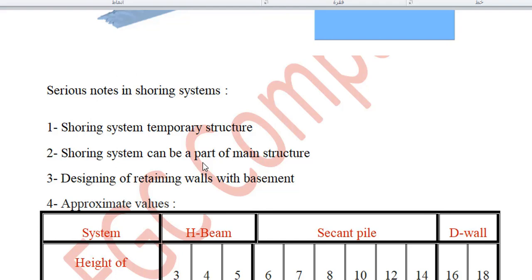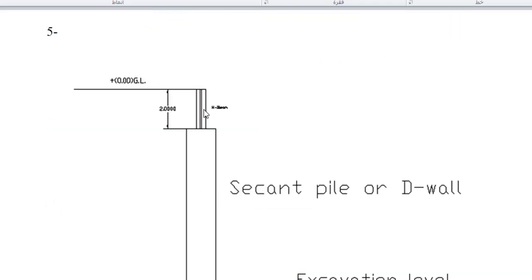My second note: the shoring system can be a part of the main structure in a permanent way, but on conditions. My first condition is that the designer knows that, makes his design for this, and calculates the load acting on the shoring system after it becomes part of the main structure. My second condition is the system must be strong, for example a diaphragm wall.